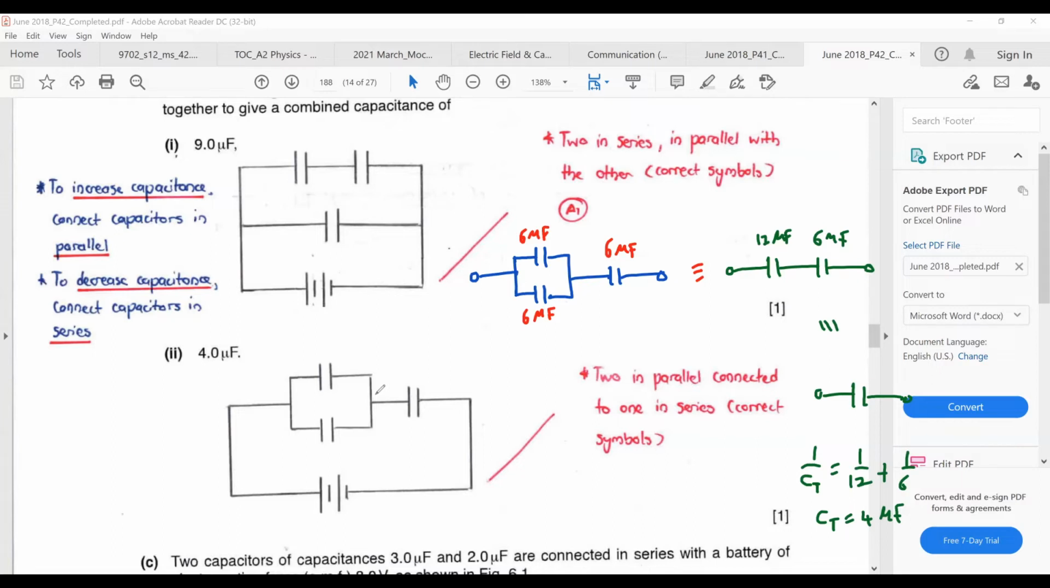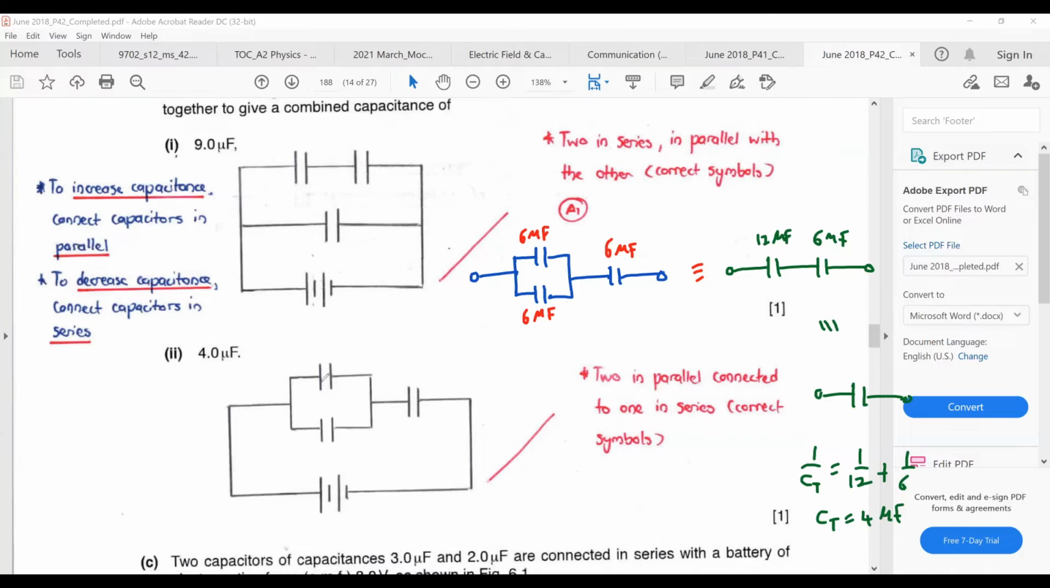Okay, so it's just trial and error. You try and see what happens when you connect 2 in series, then the other in parallel, or what happens when you connect 2 in parallel, then the other in series. Okay, but in general, you can say this now. If you want to increase capacitance, you need to connect your capacitors in parallel.